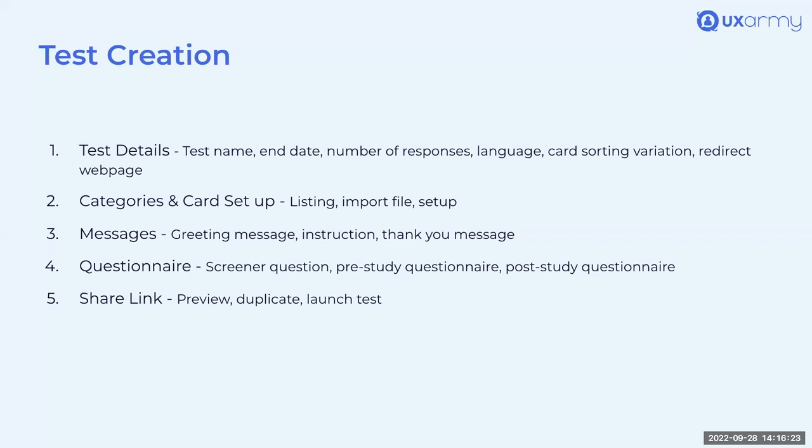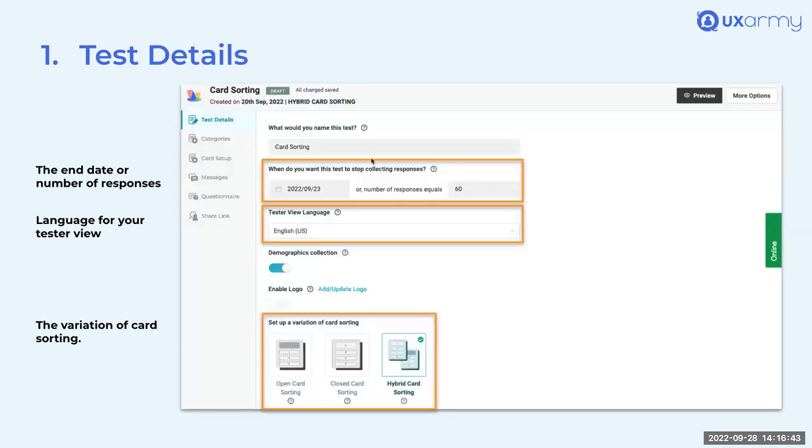This is the test creation. There are five sections in our test creation: test details, categories and card setup, messages, questionnaire, and share link. Let me explain it one by one. I'll also show you the screenshot of our platform. The sample that I put here is hybrid card sorting. In hybrid card sorting, you can have your own categories and you can give the respondent a chance to decide their own categories if they have any.